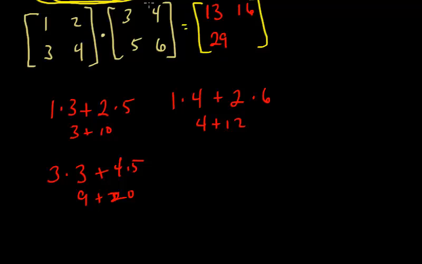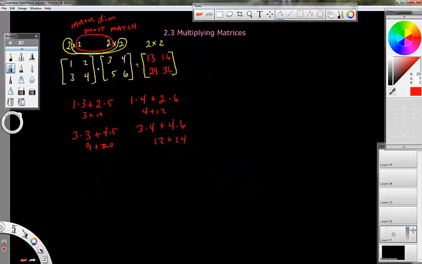So you take this row times the final column. So that'd be 3 times 4 plus 4 times 6. And that's 12 plus 24, which is what, 36.